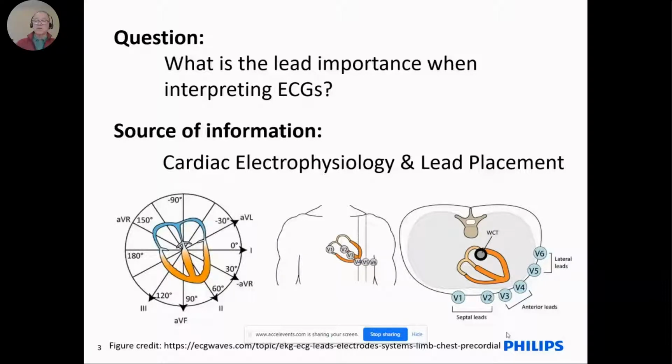And then on the bottom right, we're showing the horizontal plane. So looking from the head down to the feet along the spine, and you see the cut through the body and how the heart lays in the chest compared to the chest electrodes. And so that's our main source of information about when a lead is important, what the sort of camera view is for that lead.